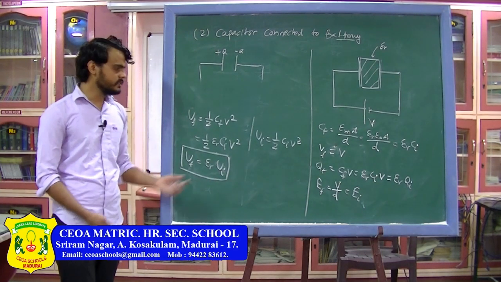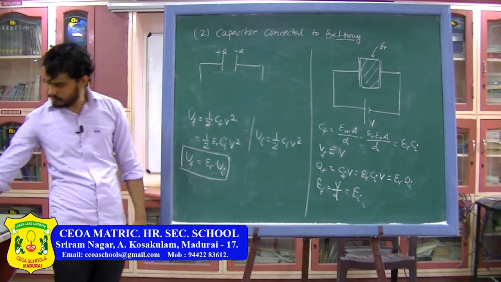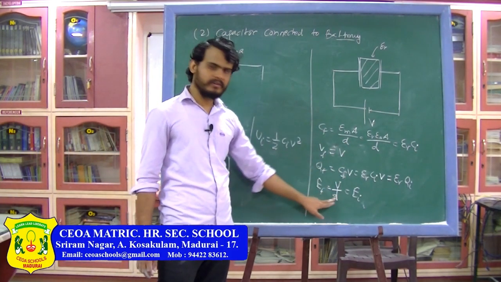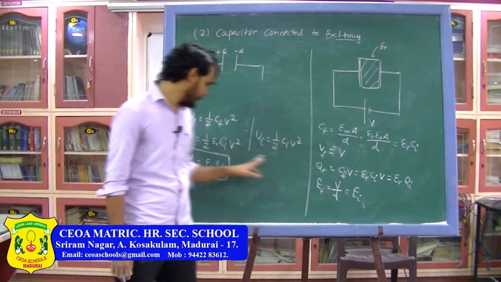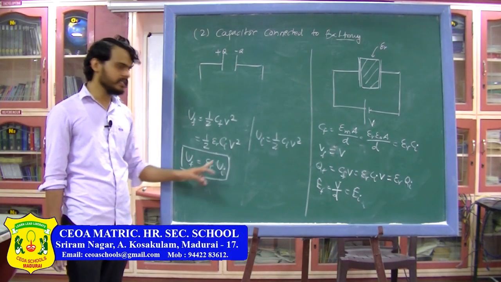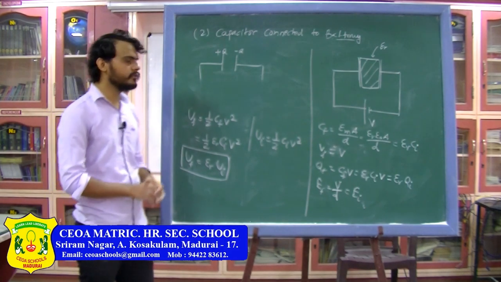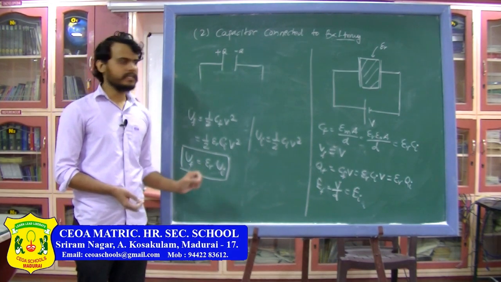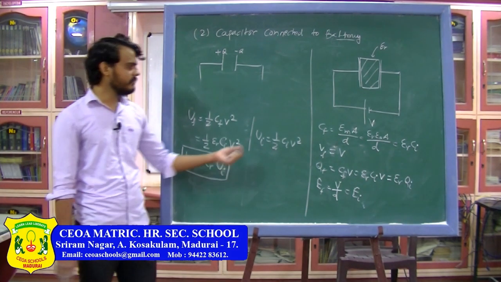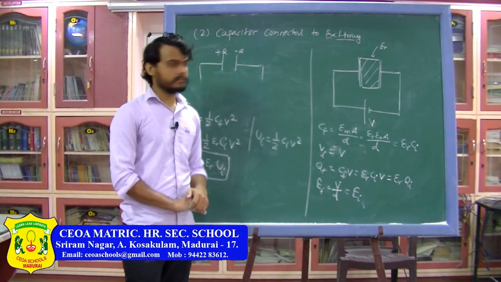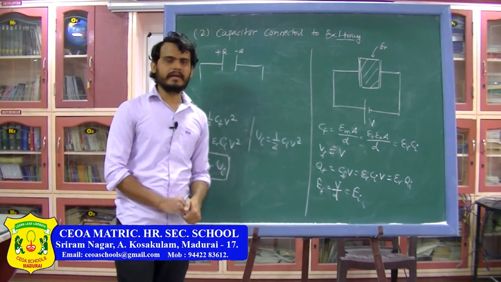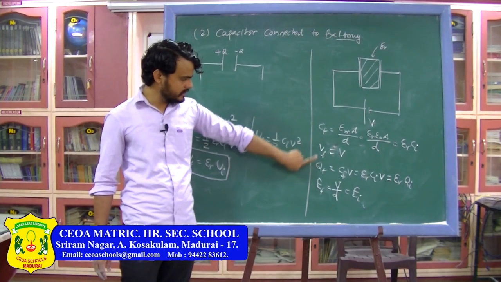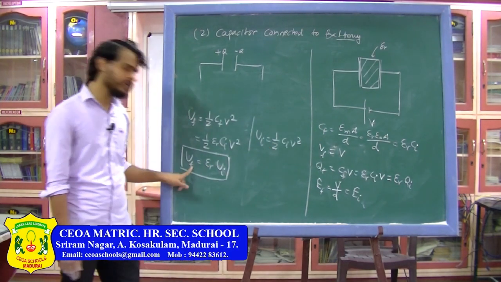So from here you can see if you keep the battery connected to the capacitor, the capacitance will increase, potential and electric field will remain same, charge and potential energy of the capacitor is going to increase. So these are the two cases where we have inserted a medium between the capacitor plates. For an isolated capacitor you have to remember the result, and for a capacitor which is connected to the battery you have to remember these 5 results for charge, potential, electric field, capacitance and the potential energy.